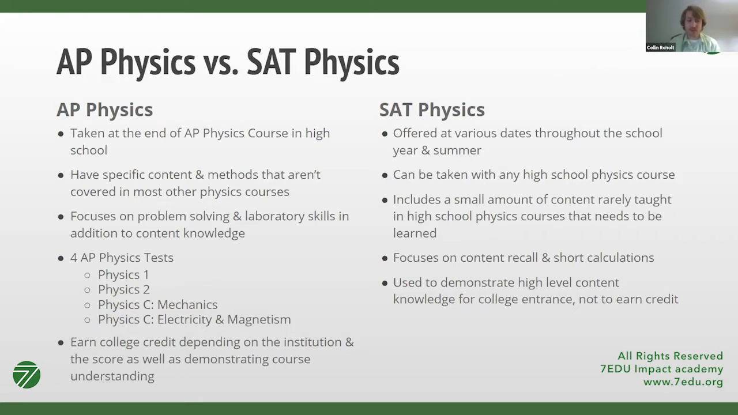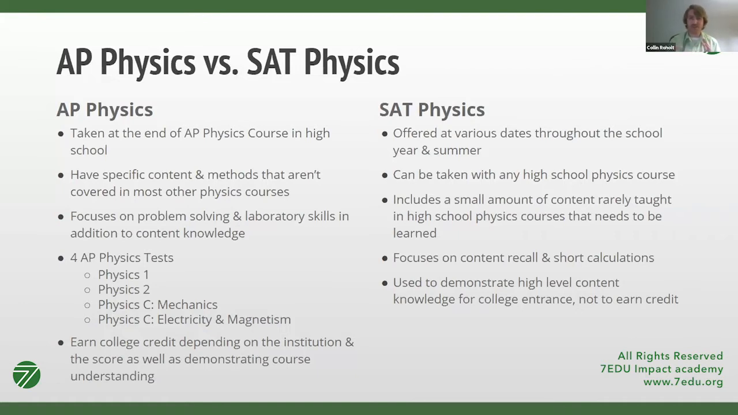So for AP Physics, right, there are 4 different tests that you could take: Physics 1 and Physics 2, which are non-calculus based and are much more, like I said, process intensive. And then Physics C, which is calculus based and focuses on that. So for those taking Physics 1 for a whole year, that would typically be a whole year course, and then Physics 2 would be a second year course.